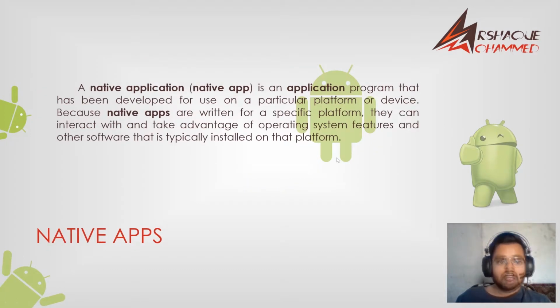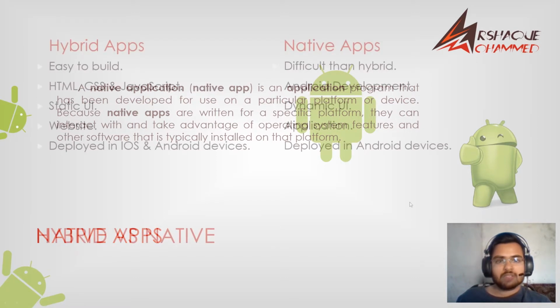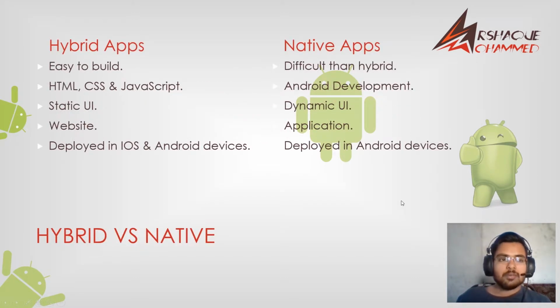What are native apps? Native apps are those which are developed in their particular platform's development tool. Android development tool for Android, Swift for iOS development, something like that. BlackBerry too, there are different types of OS and their corresponding development tools to develop their own applications. Hybrid apps are easy to build. Native apps are more difficult than hybrid.